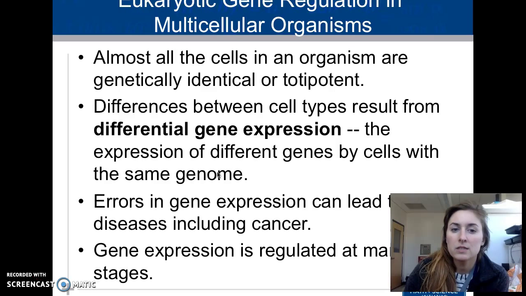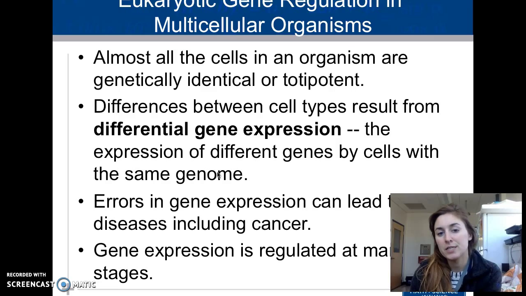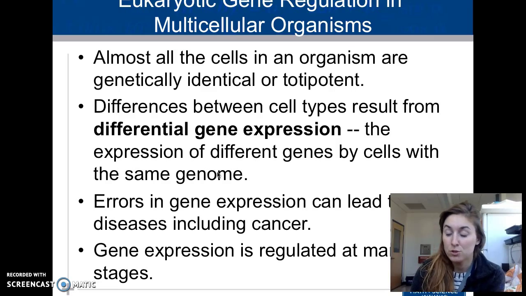Almost all cells in an organism are genetically identical, or what we call totipotent. Essentially, almost all of my cells have the same DNA. Obviously, sperm and eggs would vary, but everything has my same DNA. The differences between cell types result from differential gene expression, the expression of different genes by cells with the same genome. So all the DNA is the same, but the genes that are expressed will determine what the identity of that cell is.